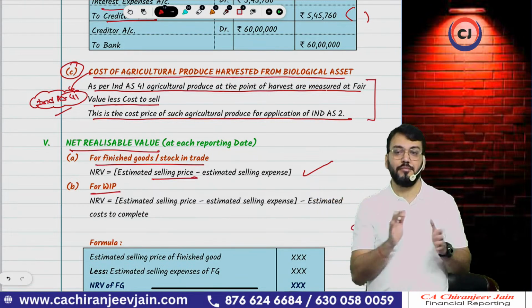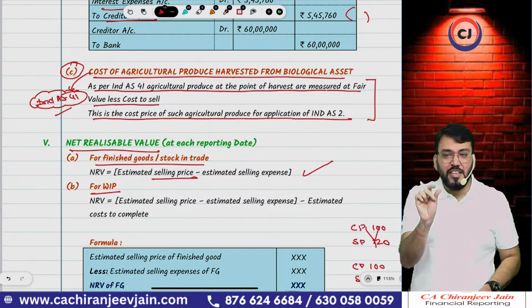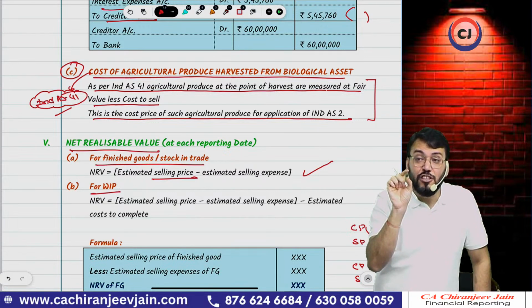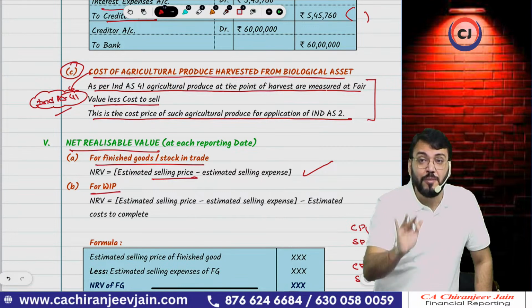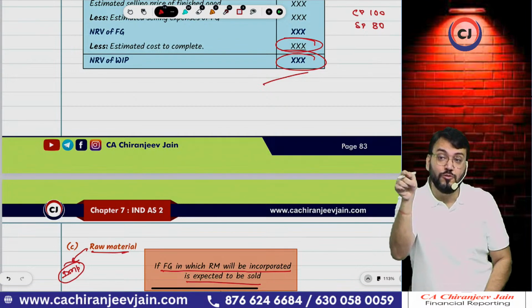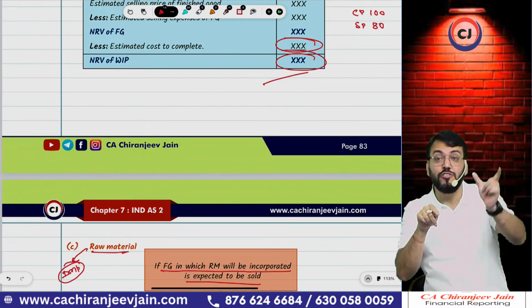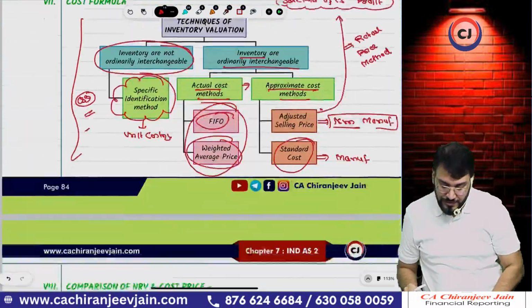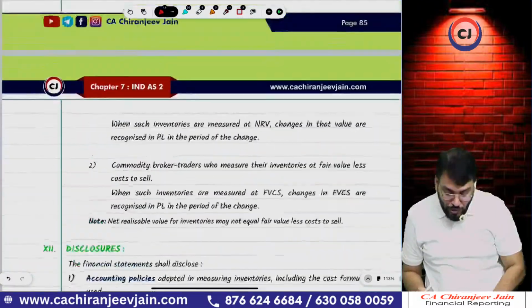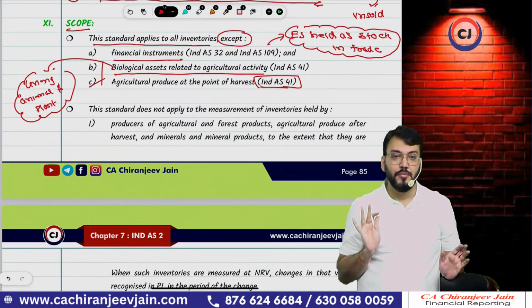Done. This is also done. Meaning, can I say any agriculture produce at the point of harvesting is scoped out from this chapter? But harvested agriculture produce is not scoped out. That is covered in this chapter only. And for that purpose, that fair value less cost to sell will become the cost price. I hope you have understood this too. B and C.